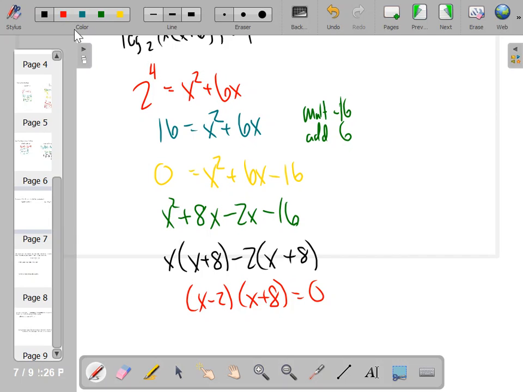So the first one, when does x minus 2 equal 0? That's when x equals 2. This equals 0 when x is negative 8.